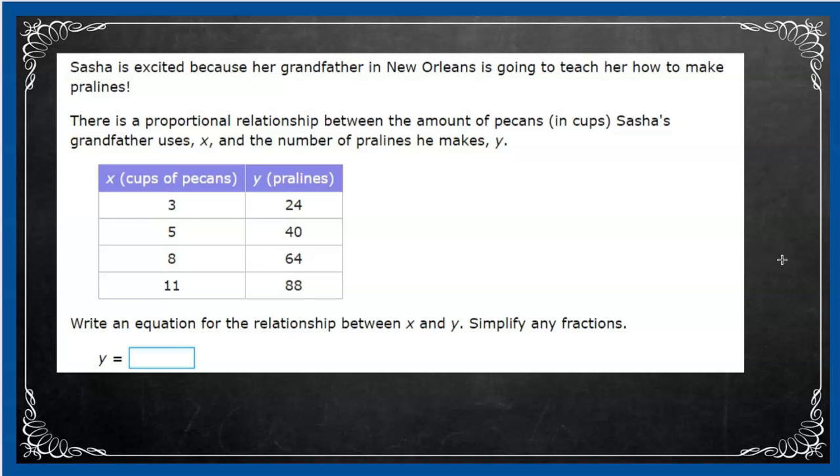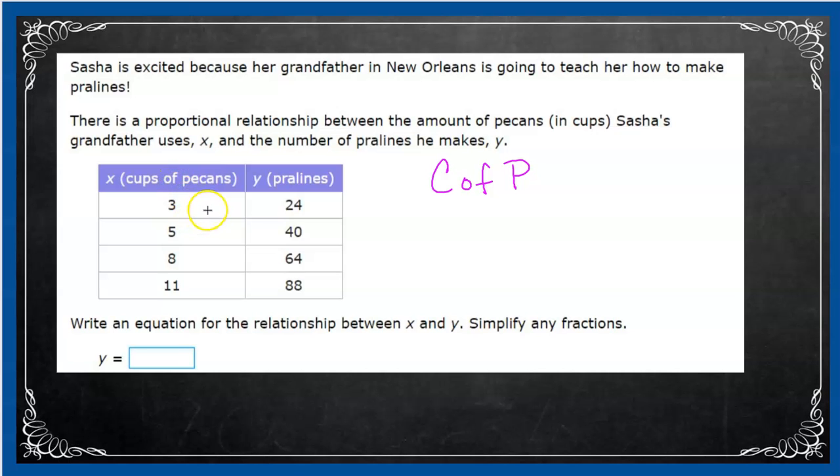Sasha is excited because her grandfather in New Orleans is going to teach her how to make pralines. Pralines is candy. It's delicious. There is a proportional relationship between the amount of pecans in cups Sasha's grandfather uses and the number of pralines he can make. Okay, so x is over here on the left, y is on the right. So let's figure out what the constant of proportionality is, and that will help us write our equation down here at the bottom.